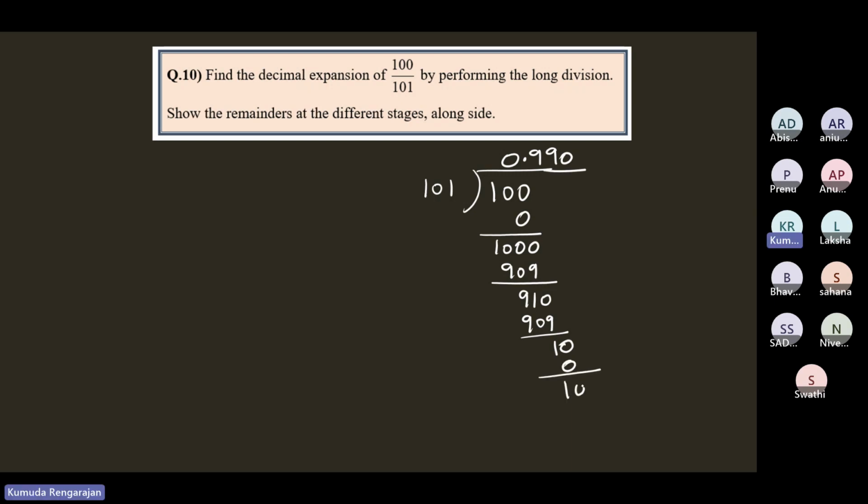Now 10 is a remainder. You can add one 0 in every stage. Again 101 into 0 is 0. 100 is a remainder. You can add one free 0 every step. Again 9s are 909. 91 is a remainder. So the same thing will repeat. So it is 0.9900 recurring. That means 0.99000099009900. It goes on like this.